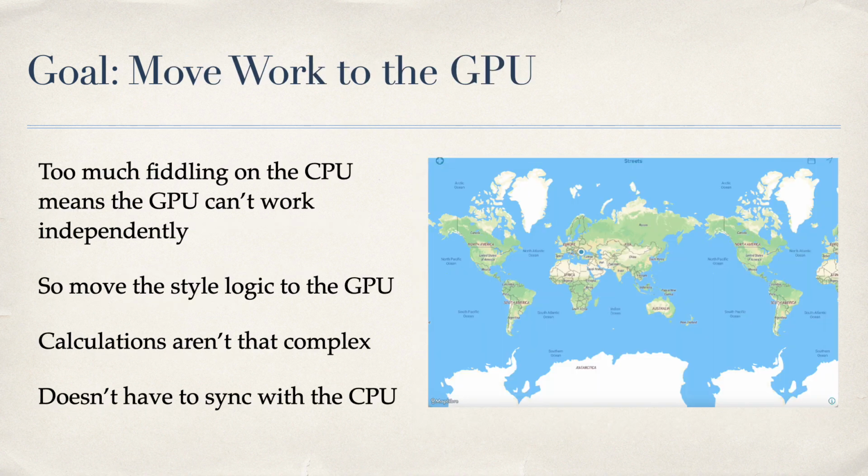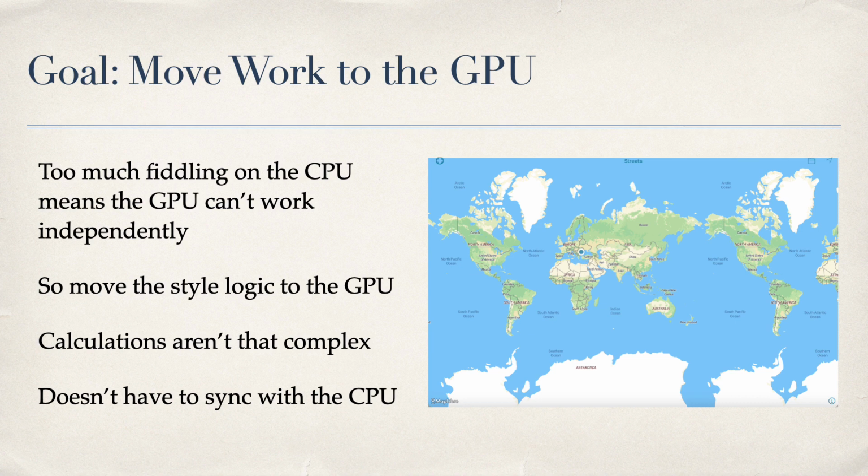All right, one goal, which was pretty important, was trying to move more work to the GPU. This is beyond just getting things working. This is trying to make them work better. There's too much fiddling around on the CPU, and when you're doing that, the GPU can't work independently. The GPU is a very fast engine, but not a very flexible one. You want to get it primed and let it do its thing, and then you don't want it to have to wait on you for little bits of information.